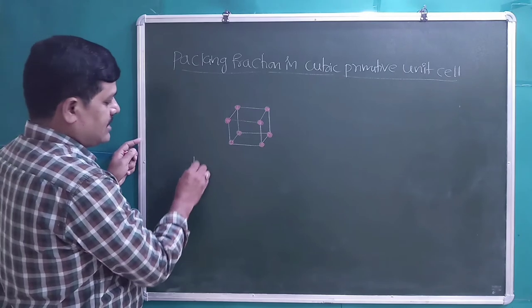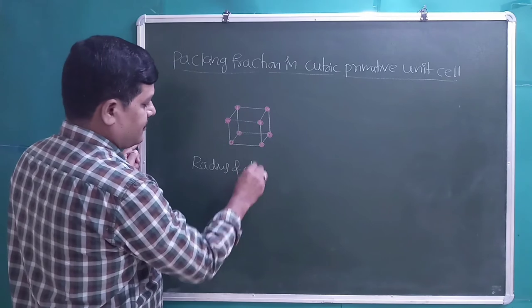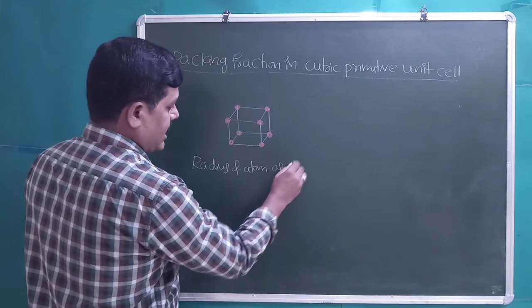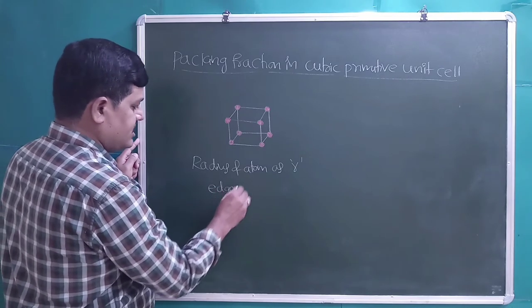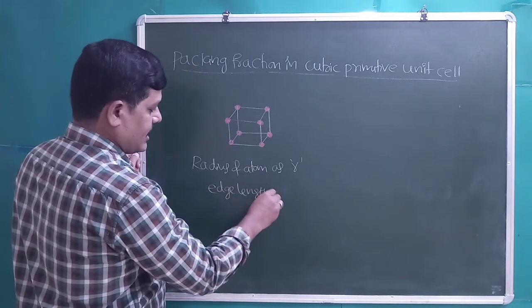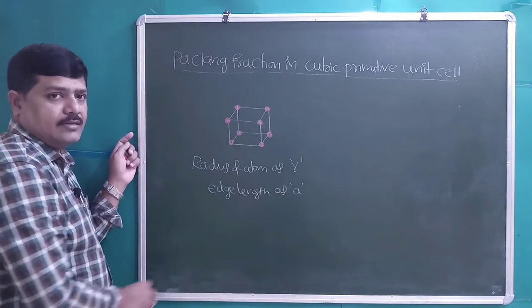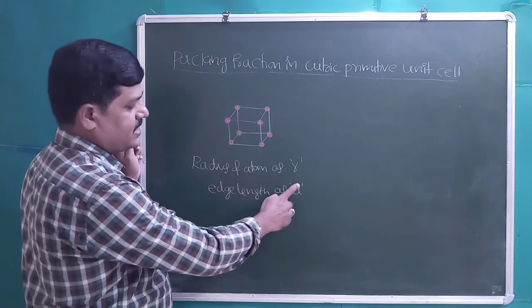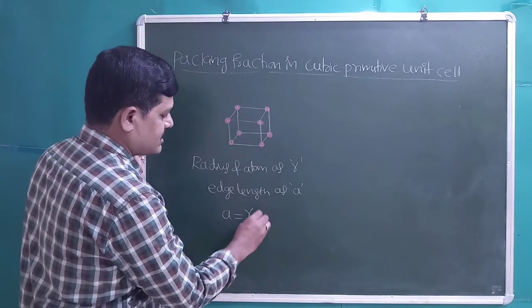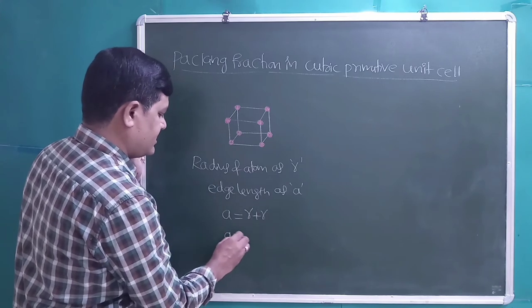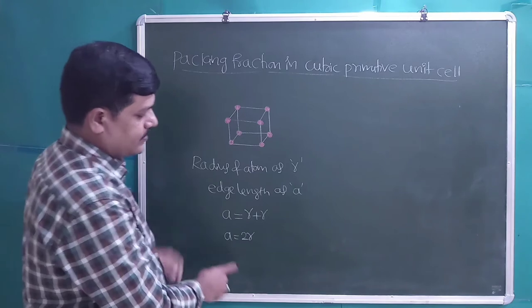Let us assume the radius of the atom as small r, and the edge length as small a. The relation between radius and edge length is a is equal to r plus r. So a is equal to 2r.